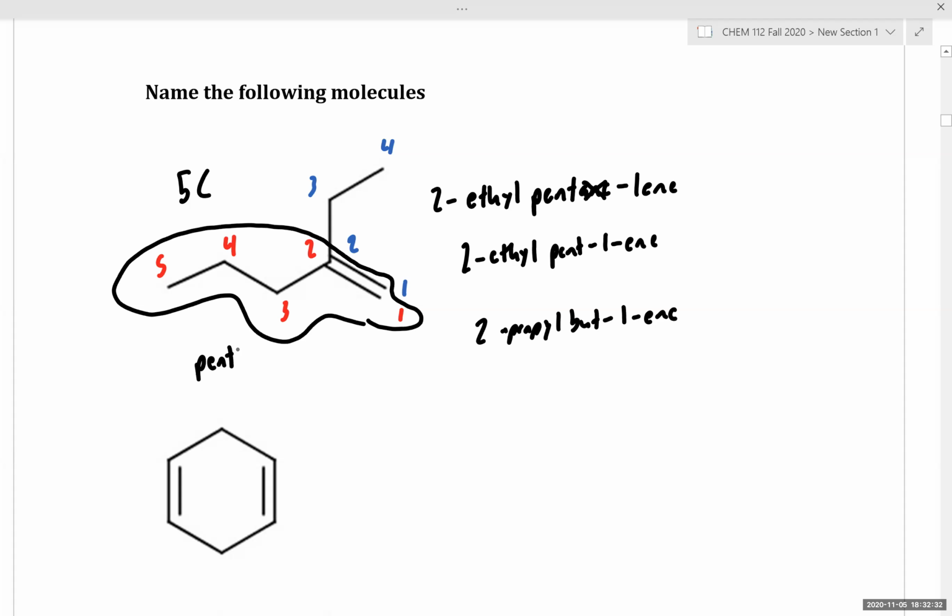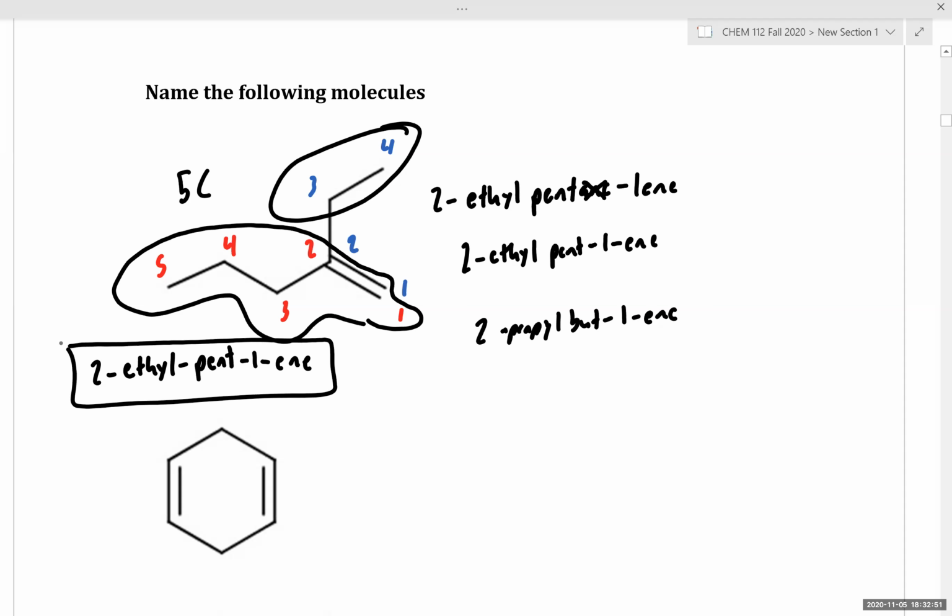pentyl chain. Okay, so following the numbering conventions in red, we notice our alkene is at the 1 position, and we have an ethyl group at the 2 position. So this would be named as 2-ethyl pent 1-ene. Does that make sense to everyone? So we want the longest carbon chain that contains our alkene. Perfect.